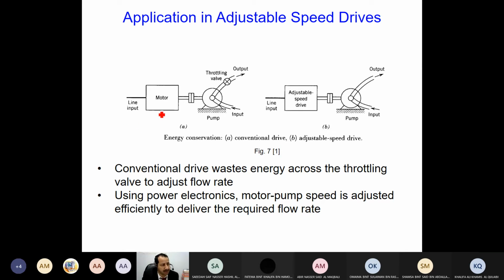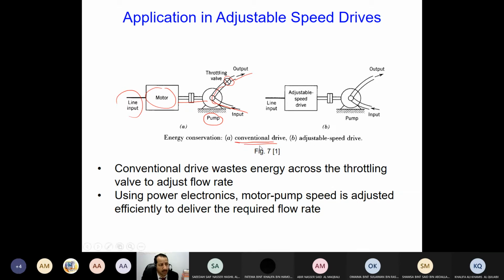Now, imagine you have a motor. Here a motor, here the input to the motor. It's connected to a water pump. It takes the water from here and gives it, let me say, for irrigation. You have plants, you want to supply water for them. How do you control it? As an example, mechanically, we control using a valve. We open the valve, more water will go out. We close the valve, less water will go out. This is a conventional drive.